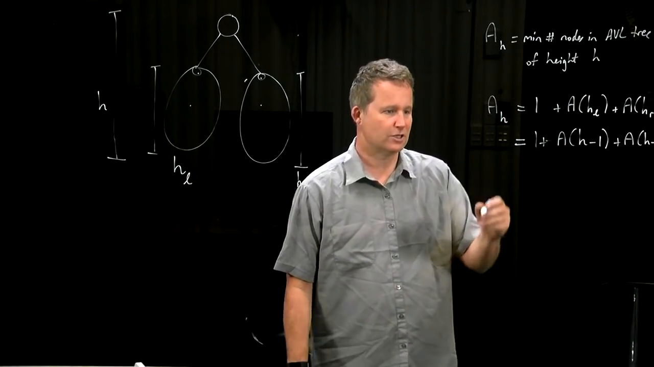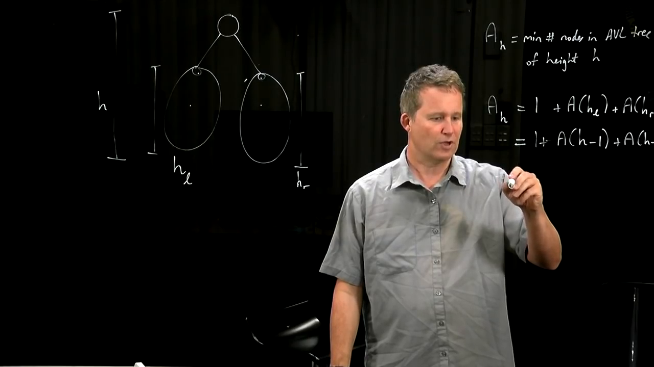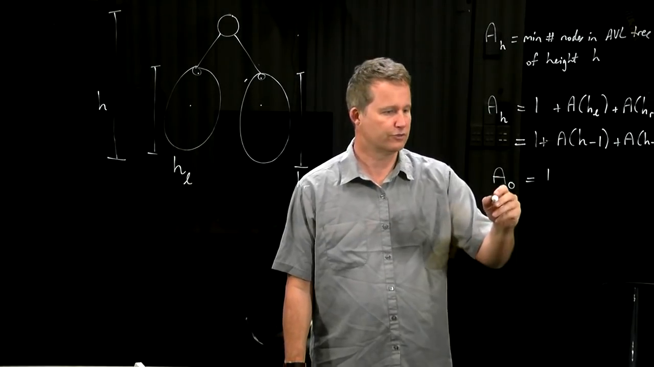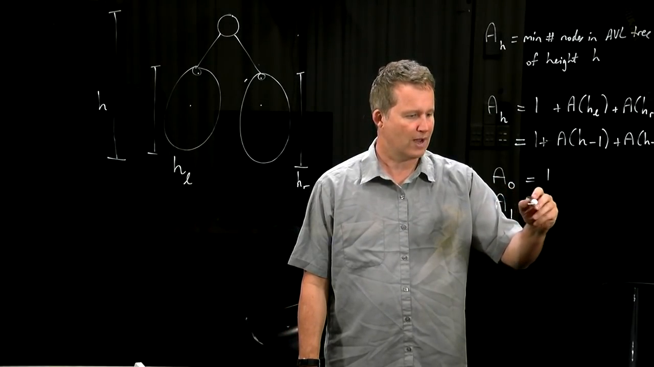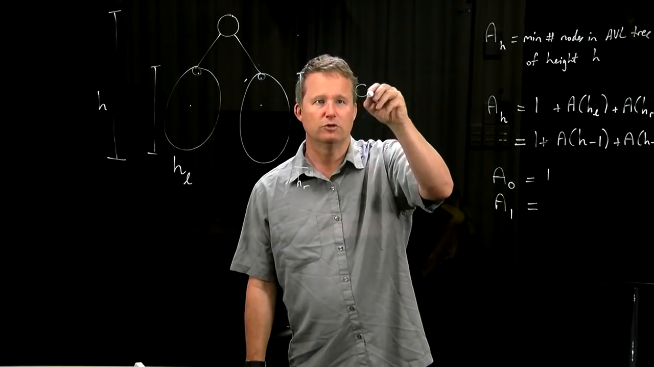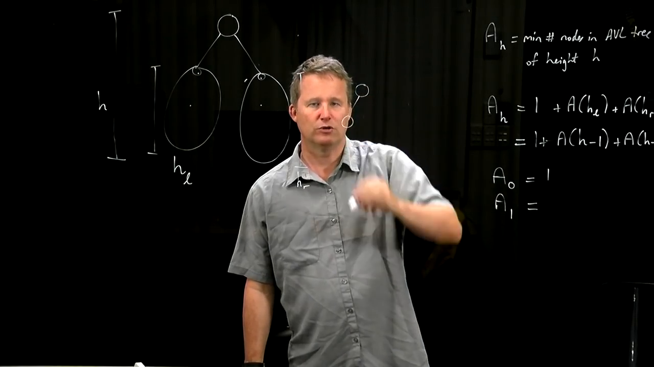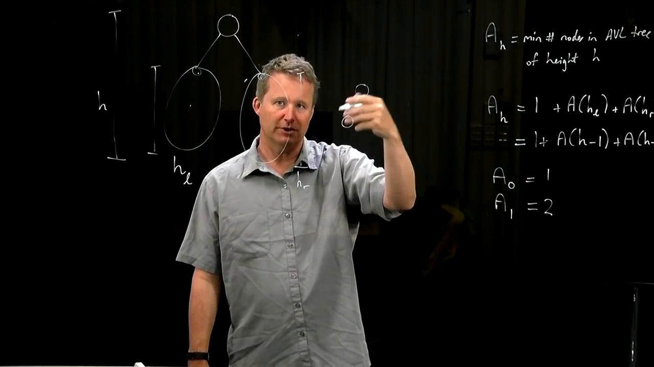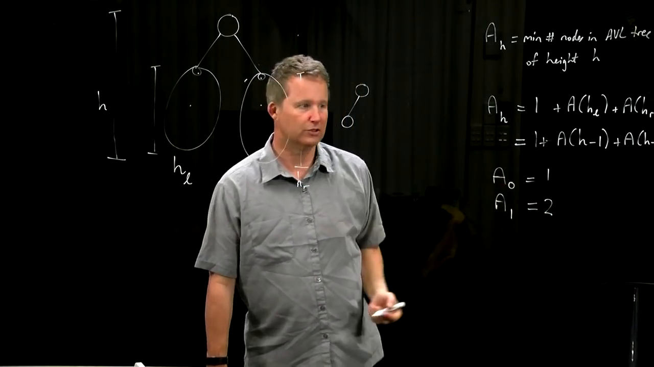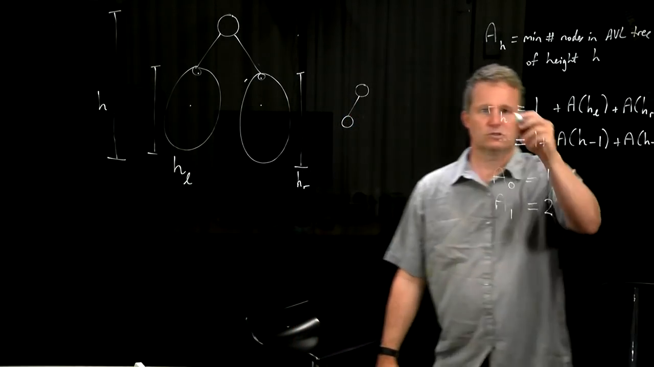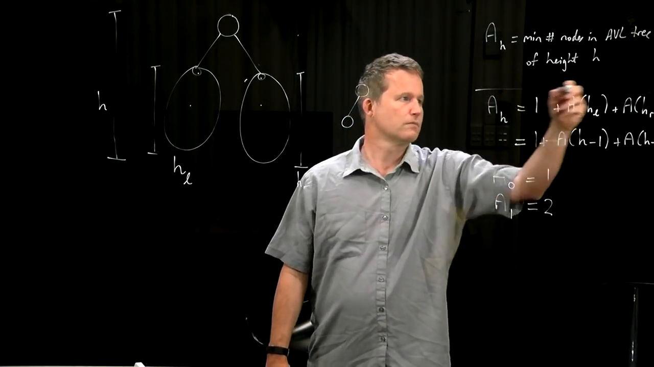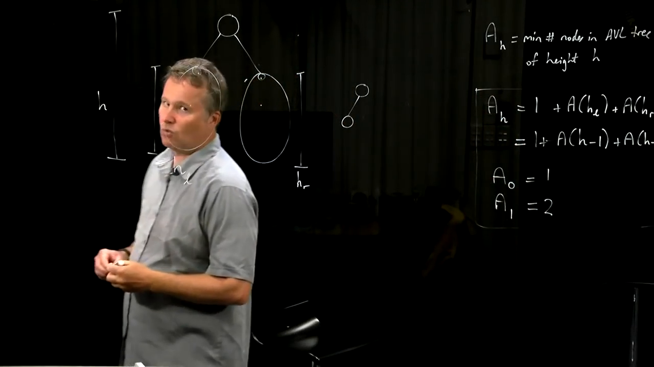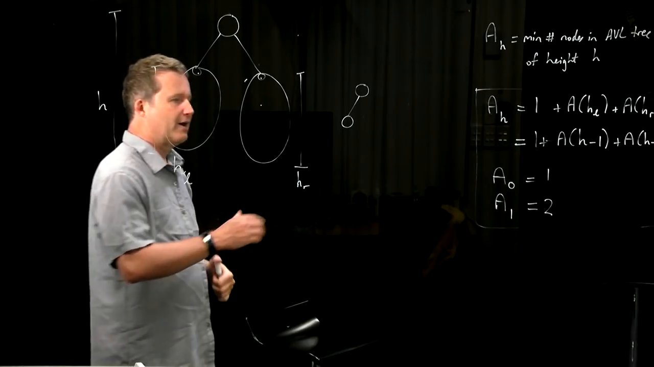And this recurrence has some initial conditions. If you have only 0 height, you've just got a single root, so you've only got one node in the tree. And if you have height 1, then the smallest number of nodes you could have in an AVL tree of height 1 would be 2. You could also have 3 if you had one here, but we want to find the minimum number, so it would be 2. So this recursion here, with those initial conditions, is what describes A_h.